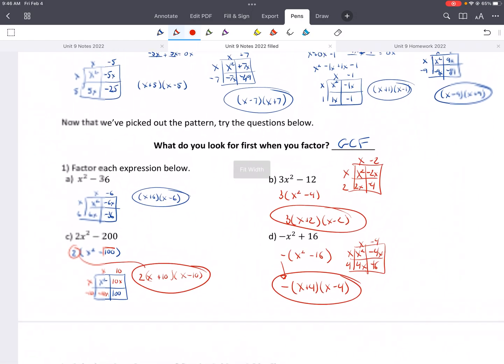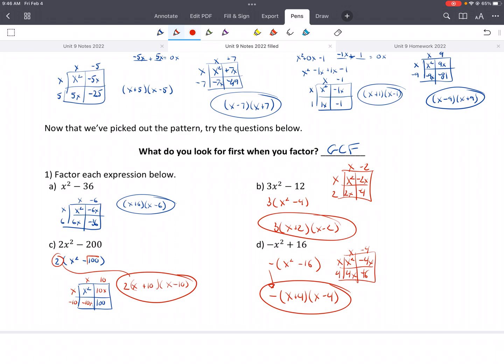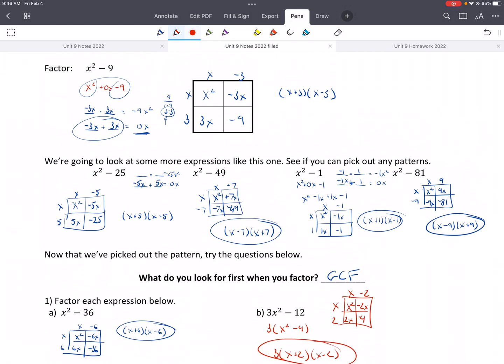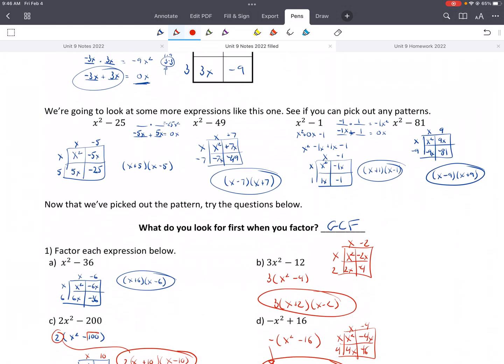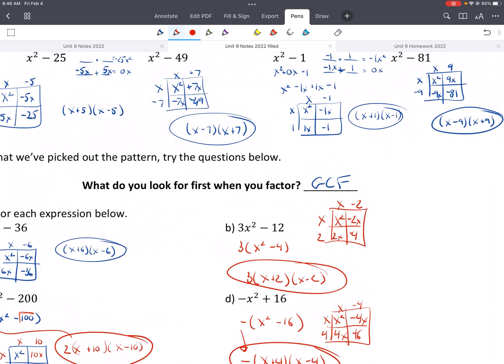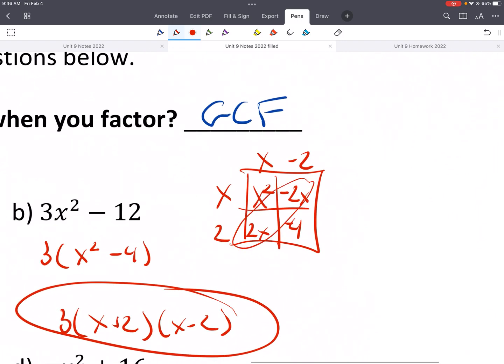Okay, so that's it. If you have a binomial and the middle term is missing, then we can do the same sort of thing. We can use the box. It's just going to happen that these two numbers have to be the same, but their signs are opposite in order to have that middle term be 0 or missing.